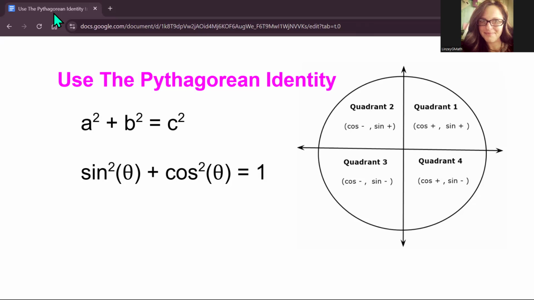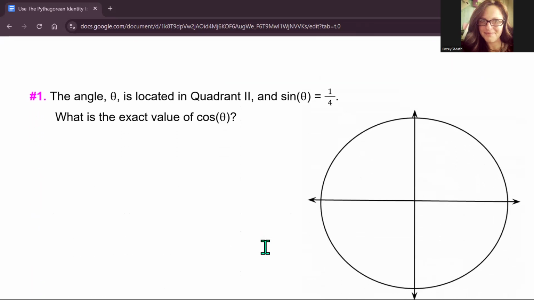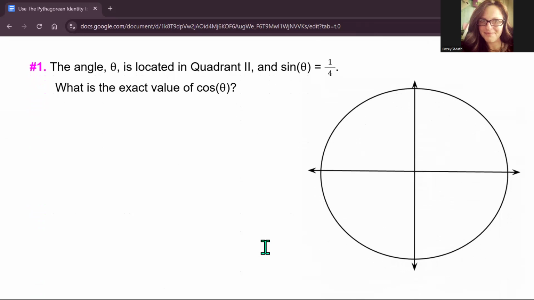Welcome to our session on using the Pythagorean identity. We're going to use this information, so if you want to grab that before we move on, do that now. All right, here we go. We're going to take a look at three problems, and I'm going to do them two different ways.